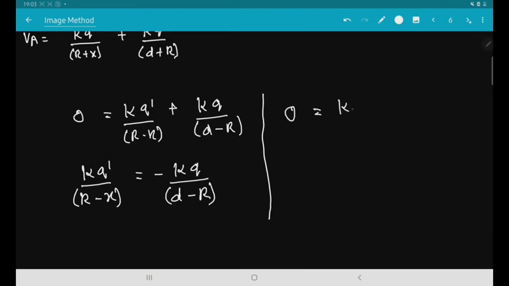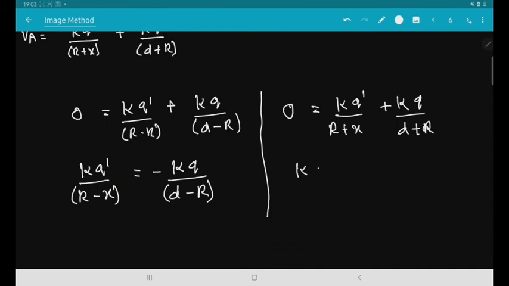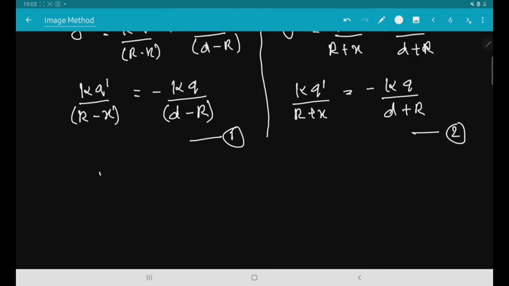0 is equal to KQ R plus X plus K, I think it is KQ dash, yes, KQ D plus R. If we equate this, KQ dash R plus X will be equal to minus KQ D plus R. Let us call this equation number 1 and this equation number 2. Now let us divide equation number 1 by equation number 2.